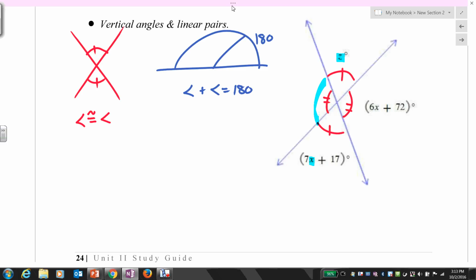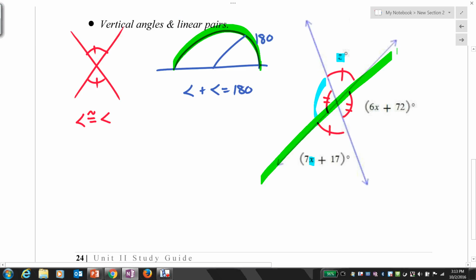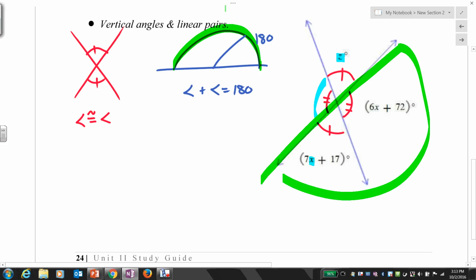So let's check to see if linear pairs might help us. We're going to find ourselves a straight line, and we're going to sweep 180 and ask ourselves, does this help us? And it does, because that means these two angles add up to 180, and now we're down to one variable. So angle plus angle equals 180. So one angle is 7x plus 17, plus the other angle here is 6x plus 72, equals 180.